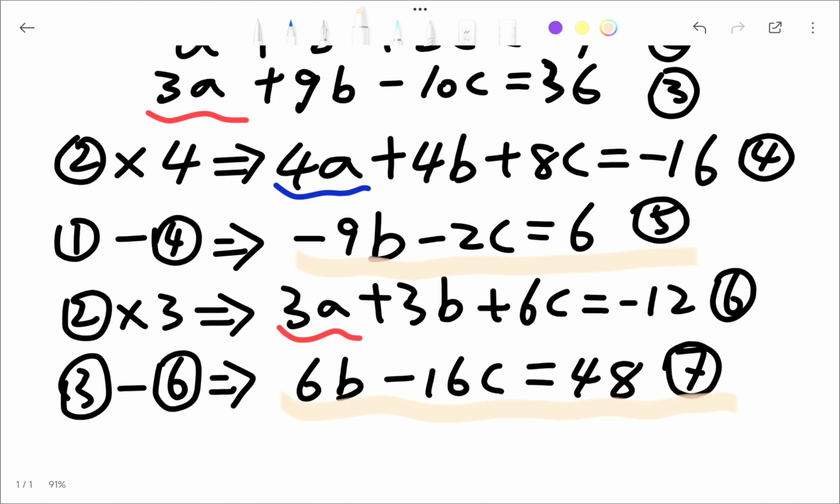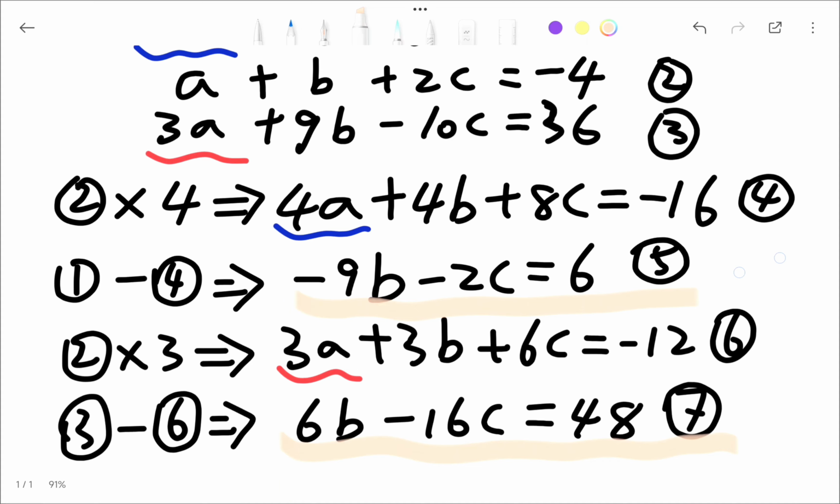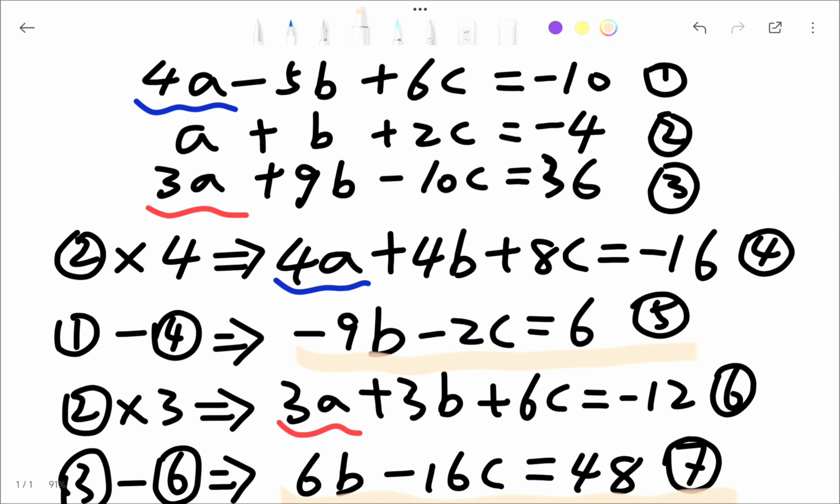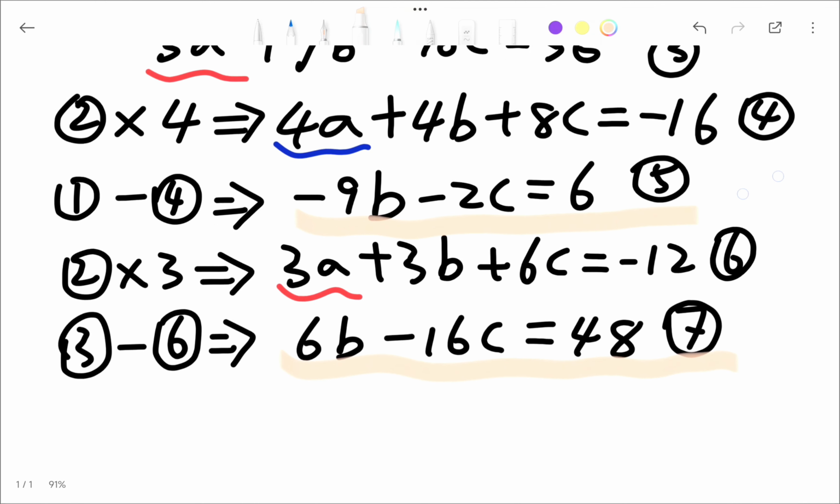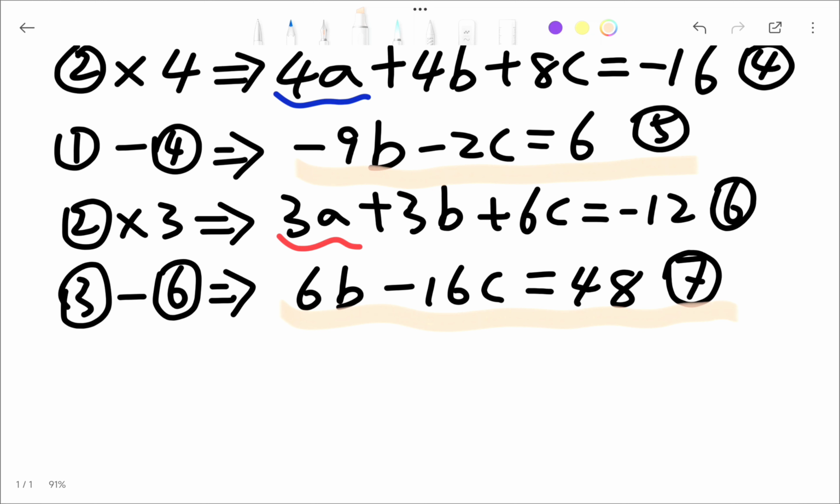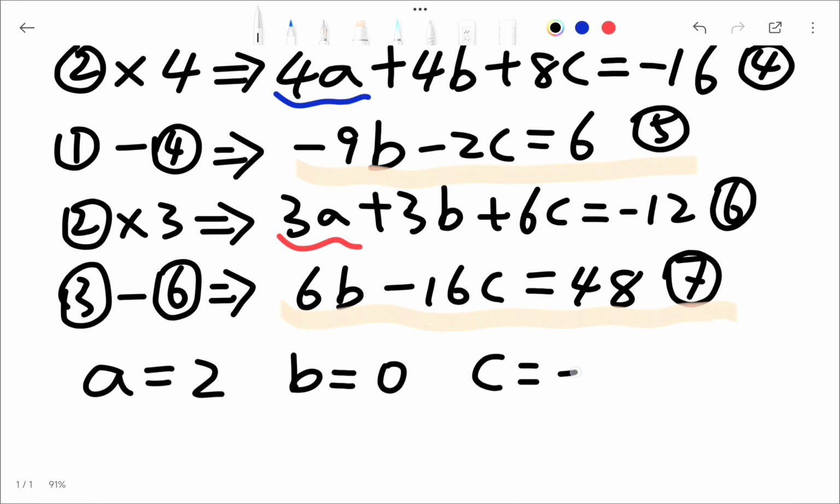Once you have found out the value of b and c, you can substitute them back into any of these 3 original equations to work out a. Personally, I will go with equation 2 because the numbers are much smaller. Therefore, easier calculation. So please feel free to check your answer with mine. I have a equals 2, b equals 0, and c equals -3.